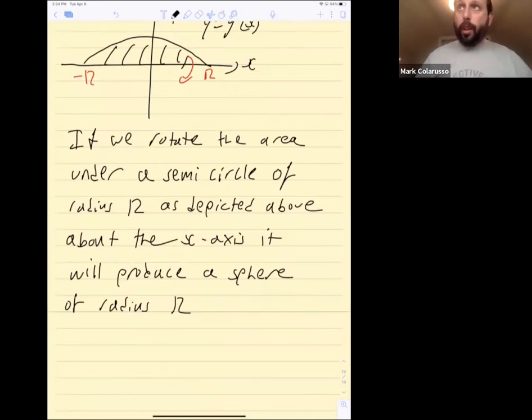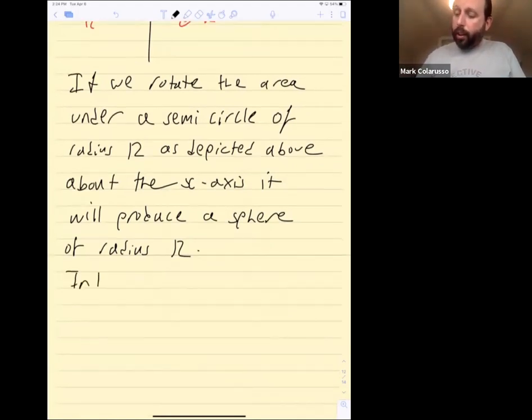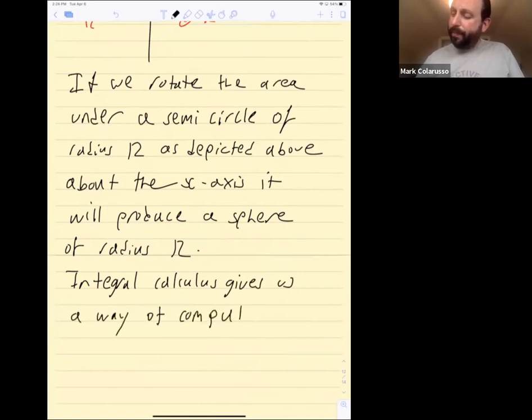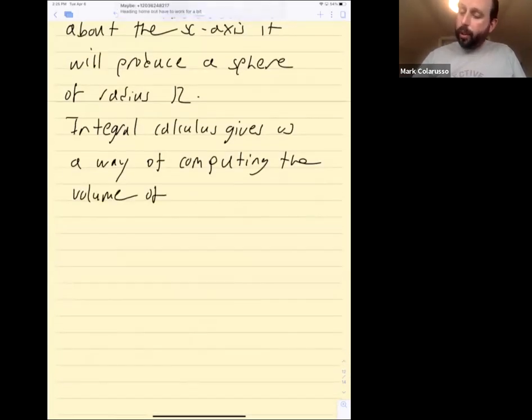So suppose you don't know the formula for the volume of a sphere. We can use integral calculus to compute the volume of the sphere of radius r. Integral calculus gives us a way of computing the volume of a sphere of radius r, which we know what the answer is.